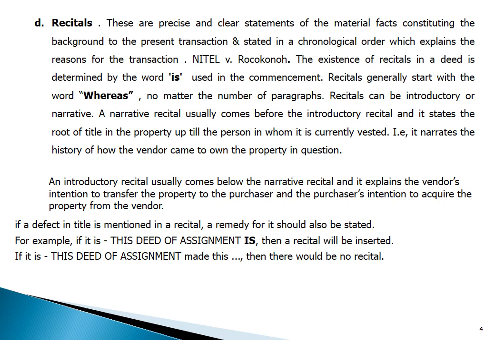If a defect in title is mentioned in a recital, a remedy for it should also be stated. For example, if it is "this deed of assignment is", then a recital will be inserted. If it is "this deed of assignment made this dash day of dash", then there will be no recital.